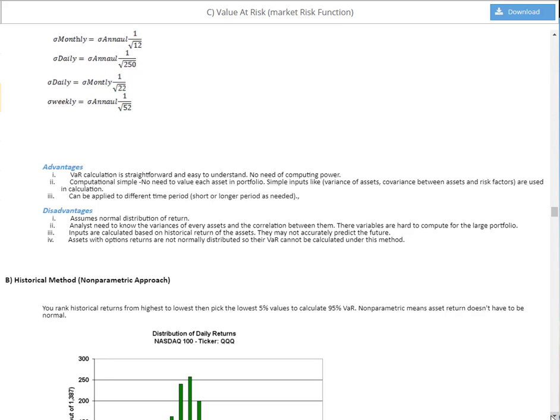Inputs are calculated based on historical return of assets, as we said in the last presentation. History-based returns are not guaranteed for the future return. So we cannot say what happened in the past will continue happening in the future. It may not accurately predict the future. Assets with option returns are not normally distributed, so their VAR cannot be calculated under this method.